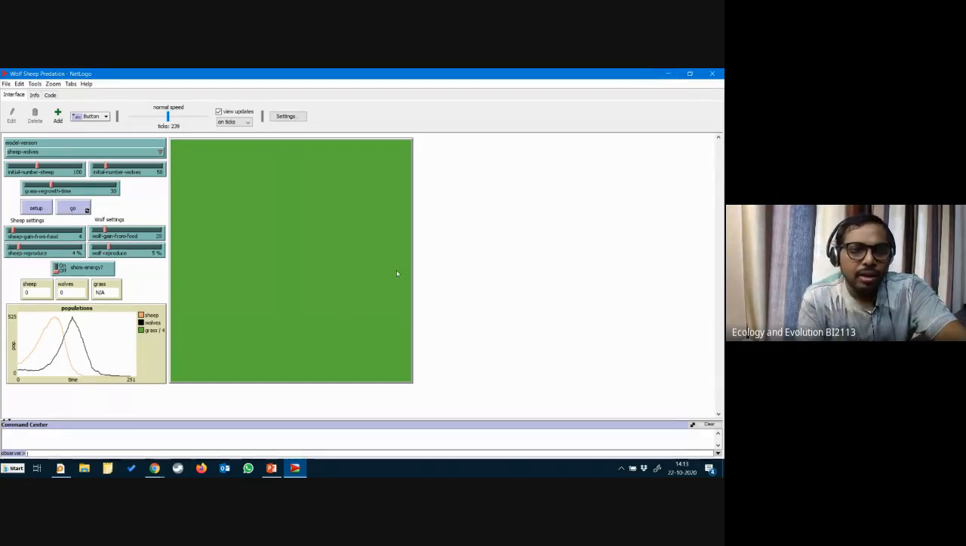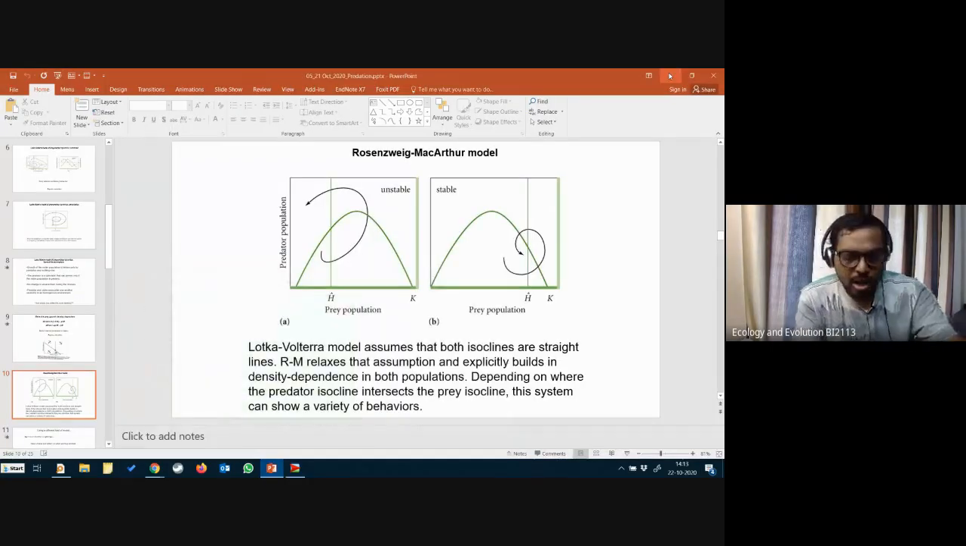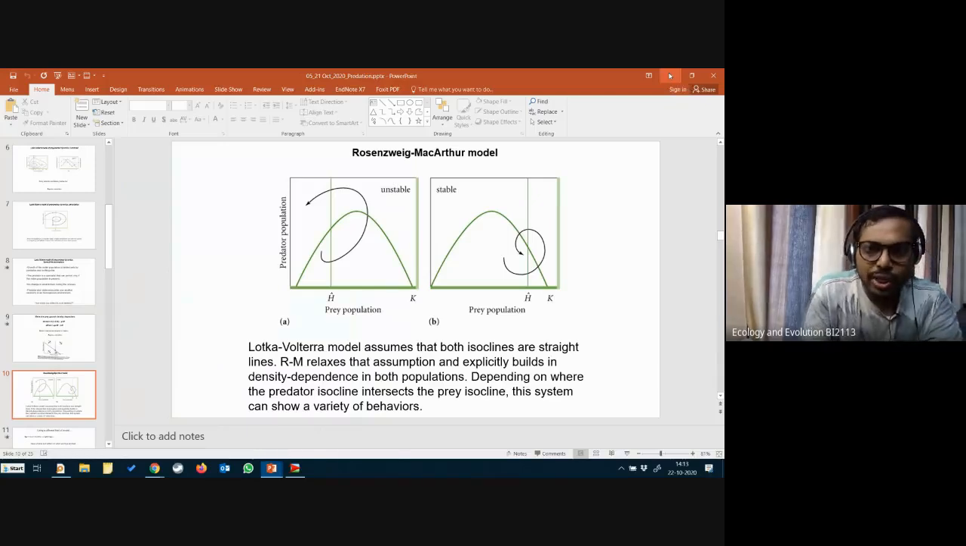So you can download this software, play with it, and satisfy yourself that in almost all the cases, not every single case, there will be a few cases where you'll get sustained oscillations, but in a vast majority of the cases, the wolf and the sheep will not be able to coexist.